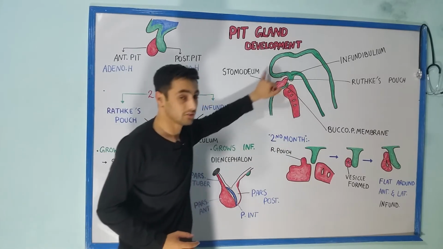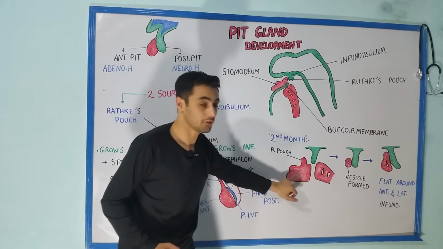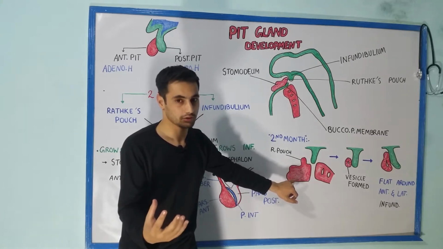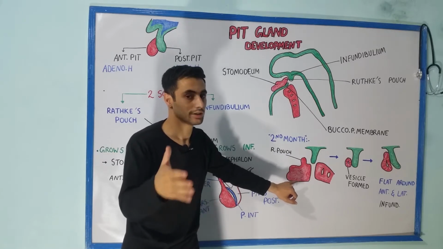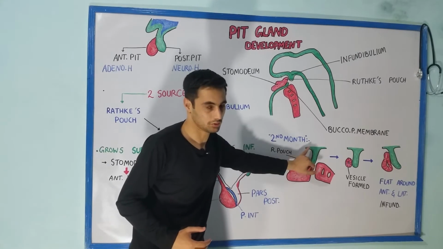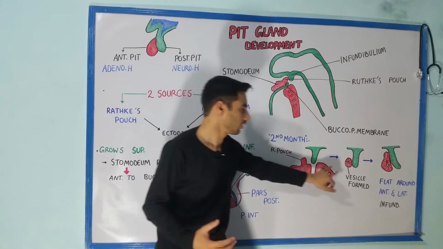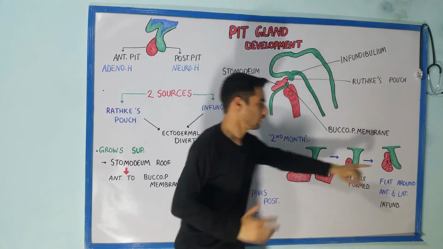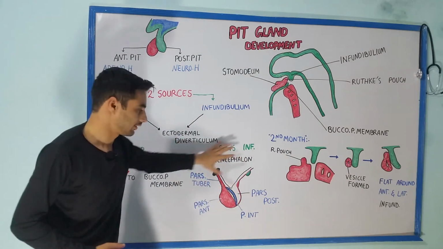Now, let's have a look at this diagram. We focus on this portion of the diagram. Rathke's pouch is growing from the stomodeum. Now, what is the stomodeum? The stomodeum is the ectodermal depression which will grow into the mouth cavity or the oral cavity. Now, the outgrowth, or Rathke's pouch, will grow superiorly and it will form a vesicle because it is separated from the stomodeum. Now, this vesicle will flatten itself anteriorly and laterally around the infundibulum to form the pituitary structures.